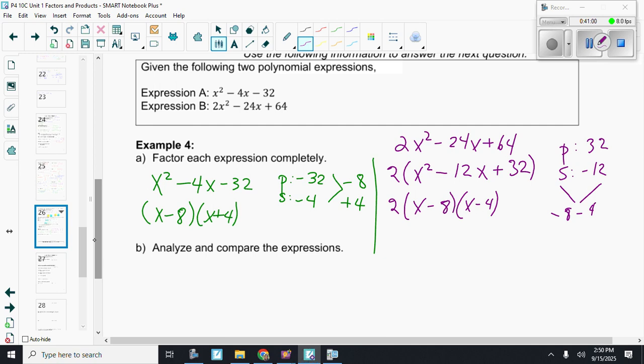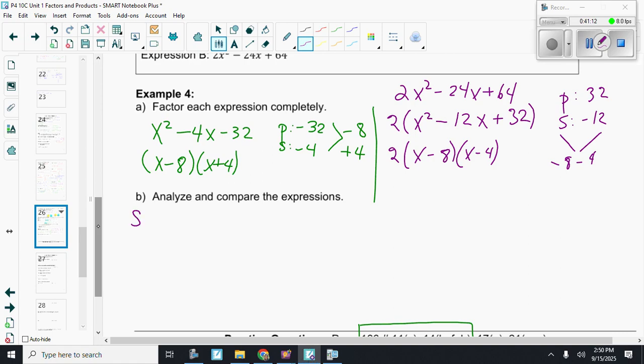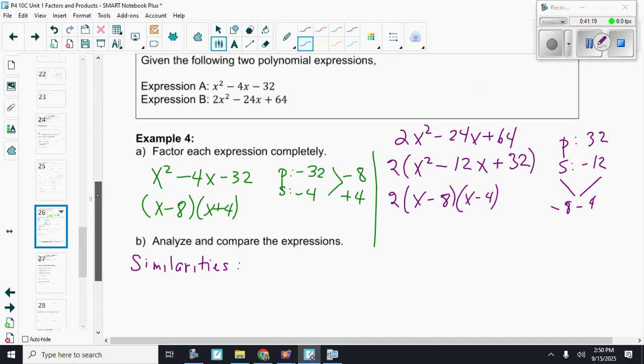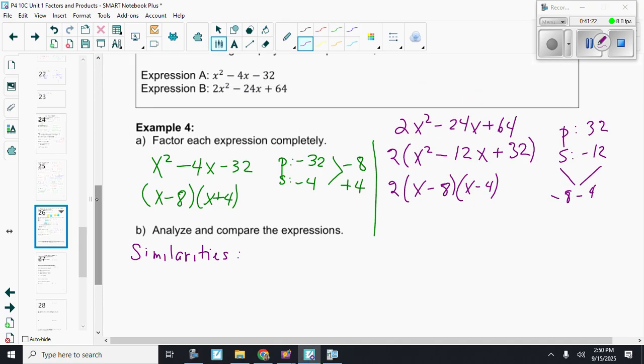Analyze and compare the expressions. Okay, so what we're trying to do is we're just trying to find some similarities and differences. So let's do our similarities. When we're looking at both of them, I would say they're both trinomials, right? They both have 3 terms. Both expressions are trinomials.